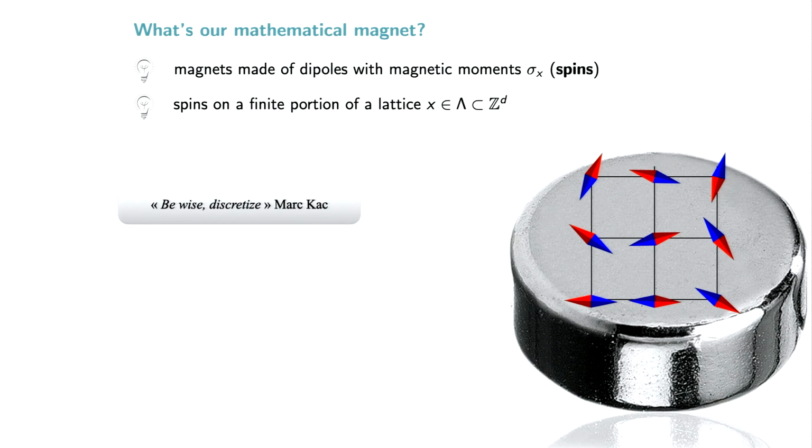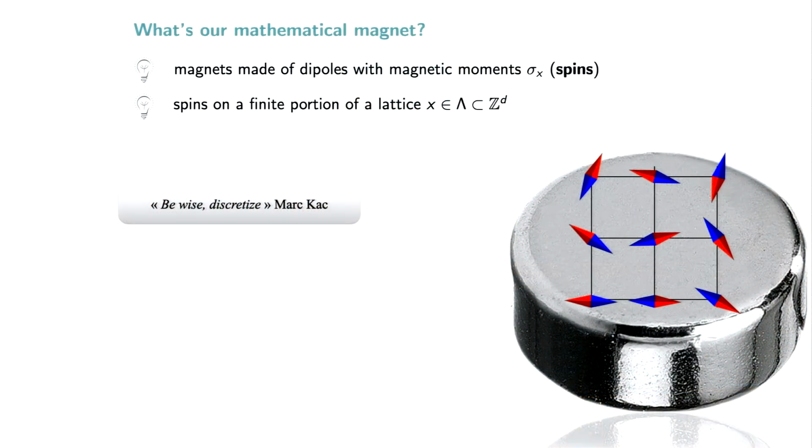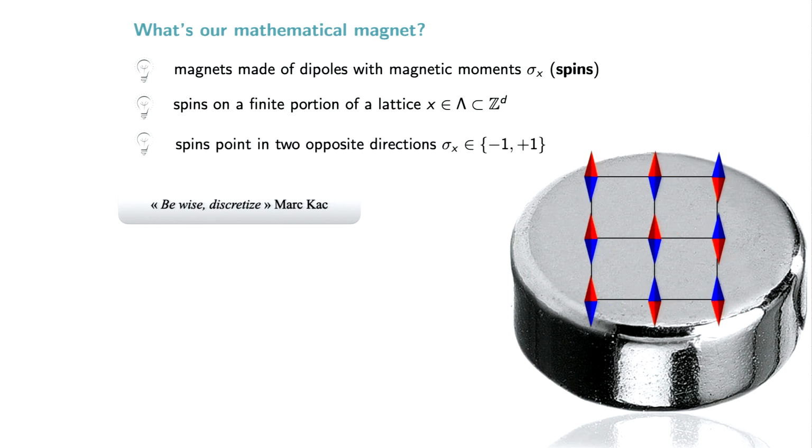So here we are going to discretize in several ways. The first thing is that we are going to assume that our magnets are positioned on a finite portion of a regular lattice. So we are going to assume regularity in the positioning. It's going to be very useful to have translation invariance later on. So now the positions of the magnets are the vertices of a finite subgraph of Z^d.